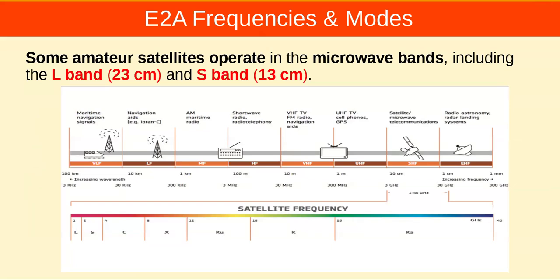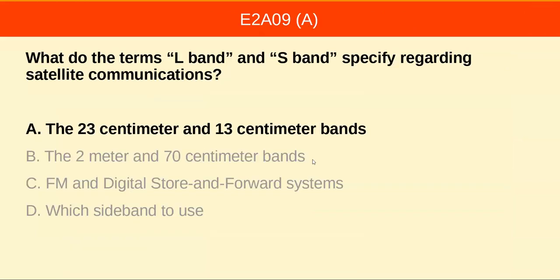This just shows where the amateur satellites operate in this little section here, from what they call L band, which is 23 centimeters, all the way up to 40 gigahertz, up to the extremely high frequency band, or whatever E stands for. Oops. What's the answer to that? Degrees.